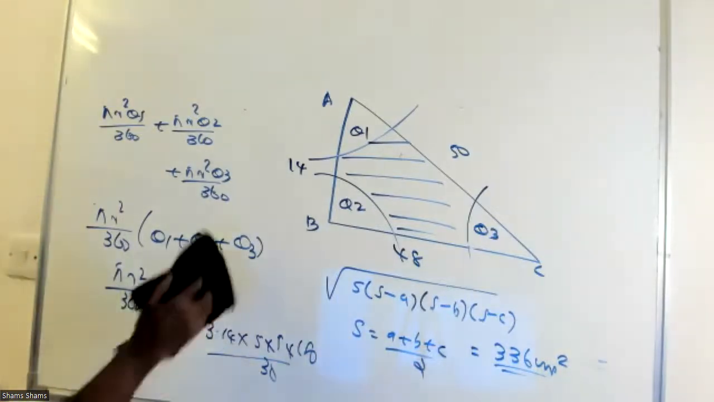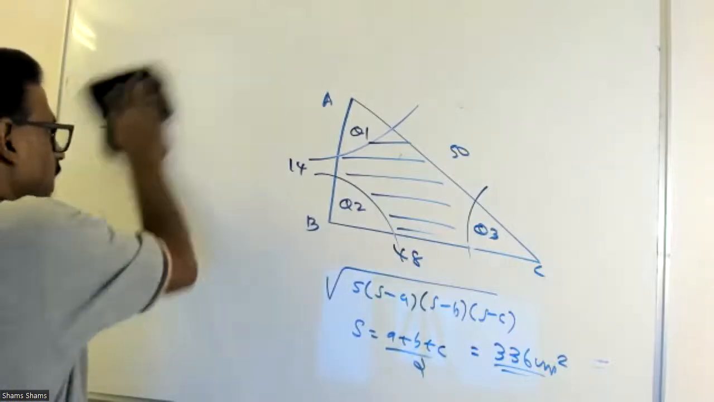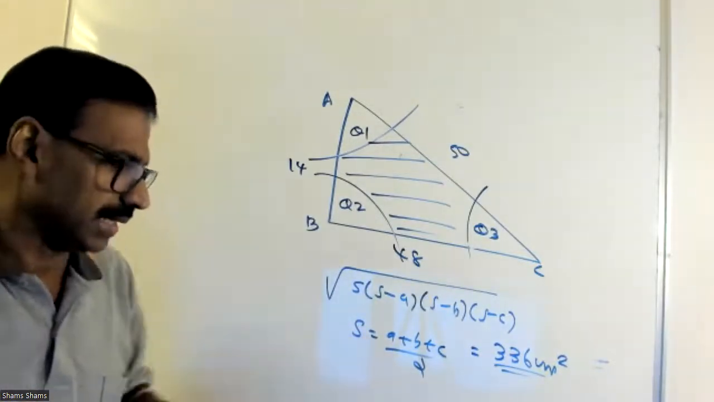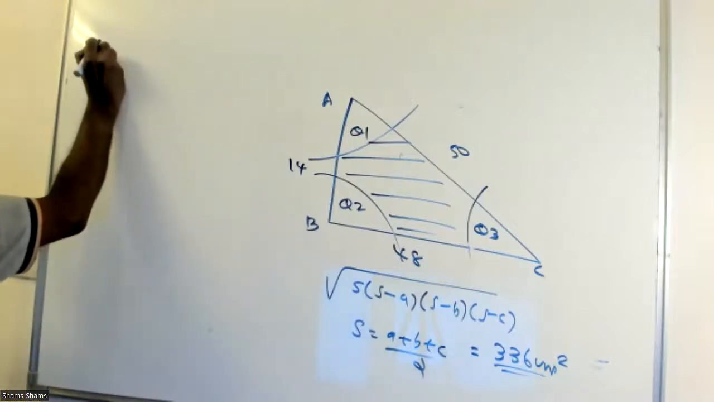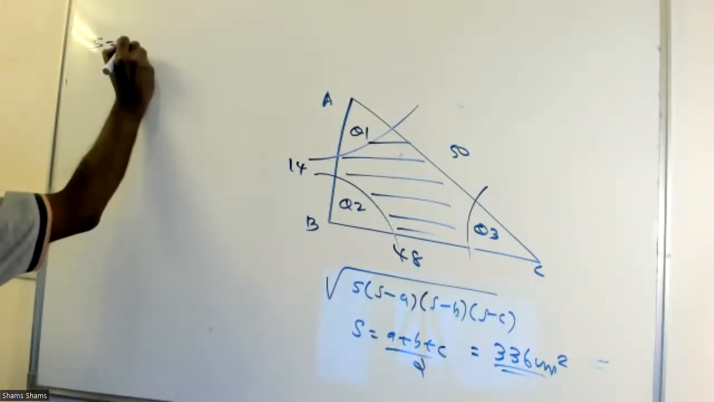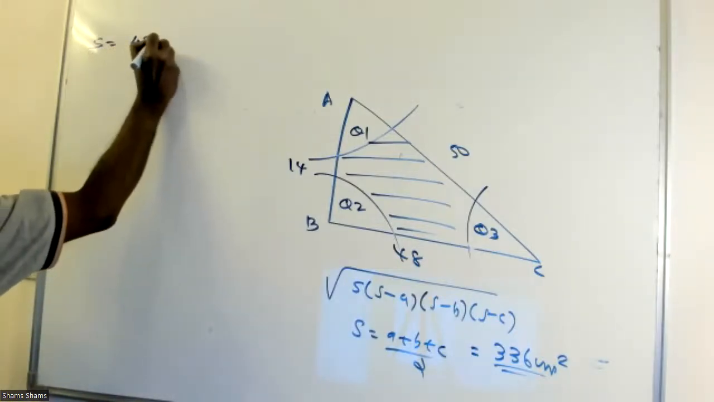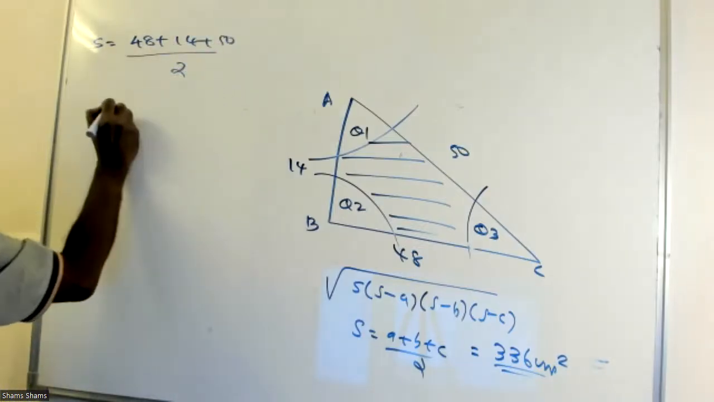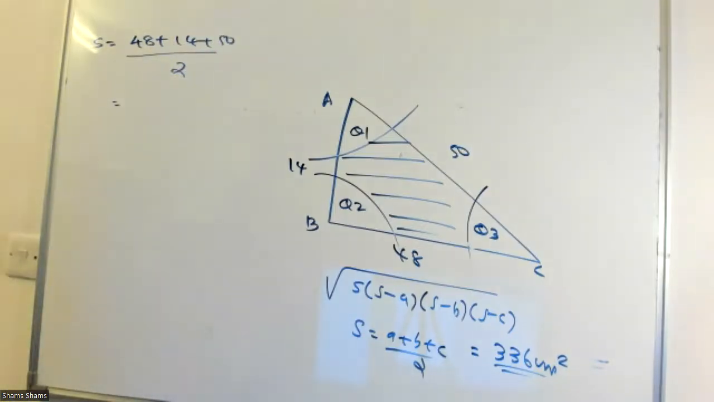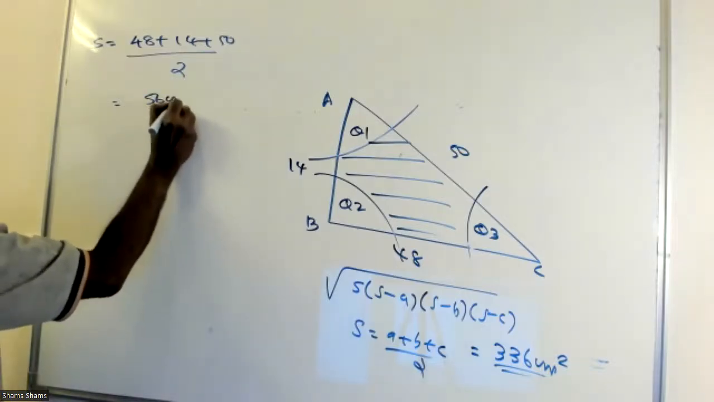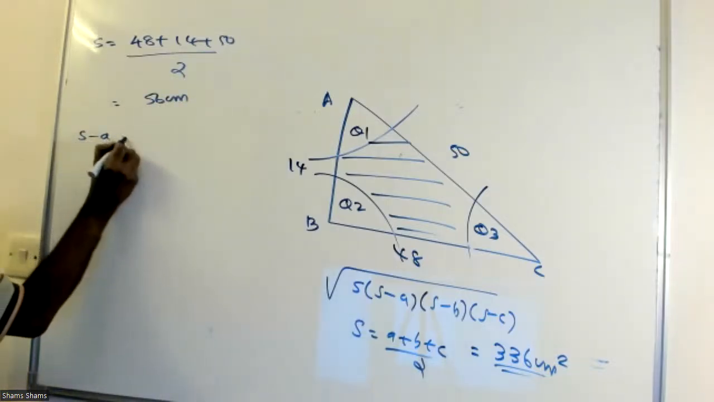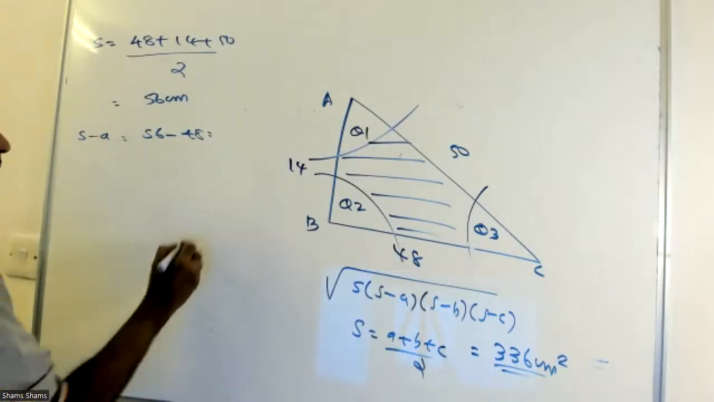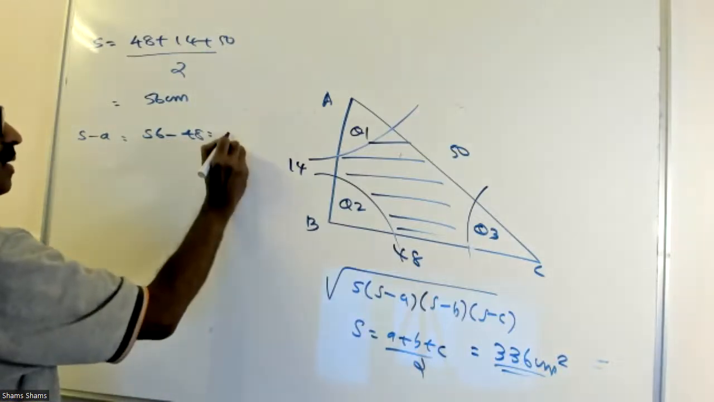Okay, Heron's formula. Look at here then. That's why I ask you, ask frankly. Okay, look, this is the formula. This is the S. First you find out S. S equal to 48 plus 14 plus 50 by 2, that is 56. Then S minus A, 56 minus 48. How much? 8, right?